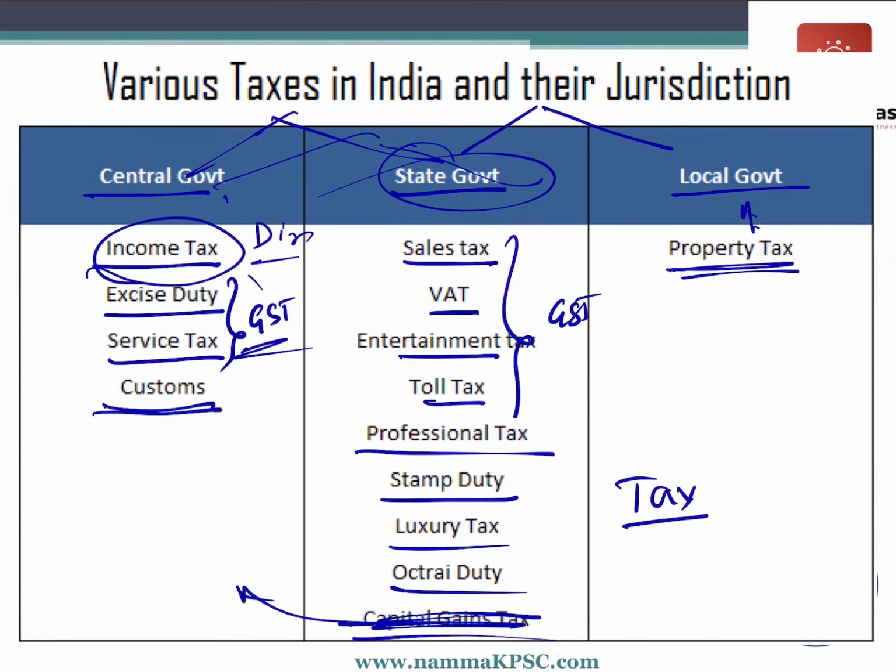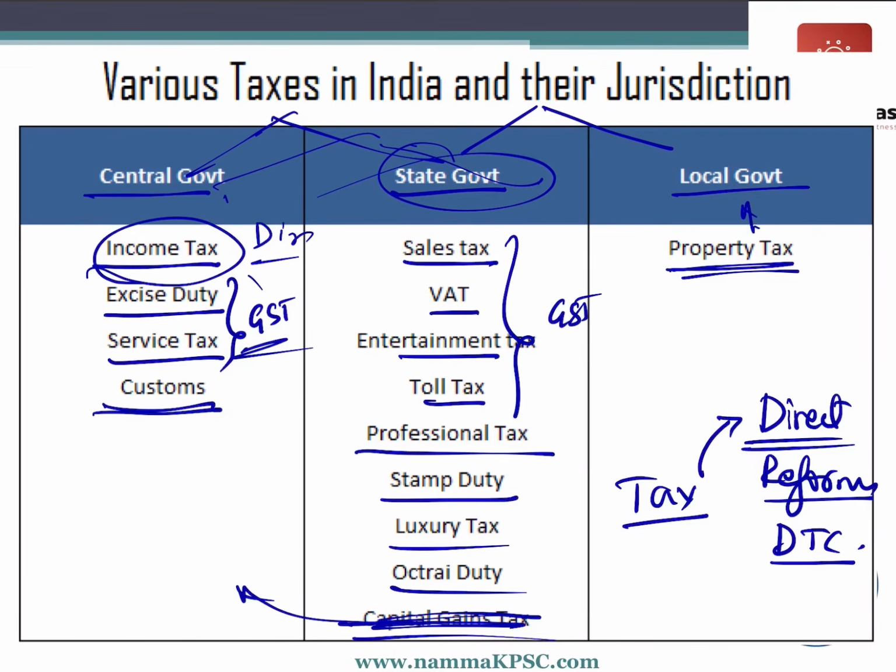So in the next video, we will start with direct tax. We will discuss the different types of direct tax, and we will discuss the reforms in direct tax, that is your direct tax code. And after that, we will start with indirect taxes. We will discuss the different types of indirect taxes, and then we will discuss GST.